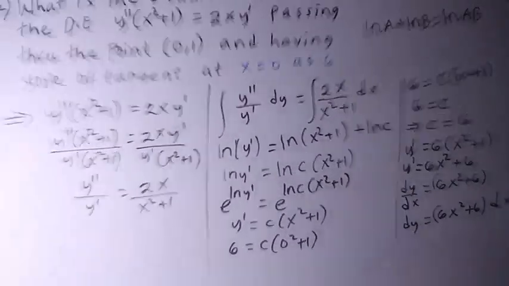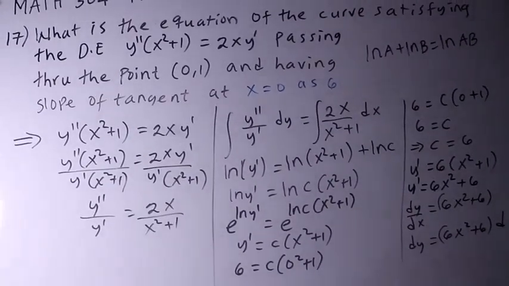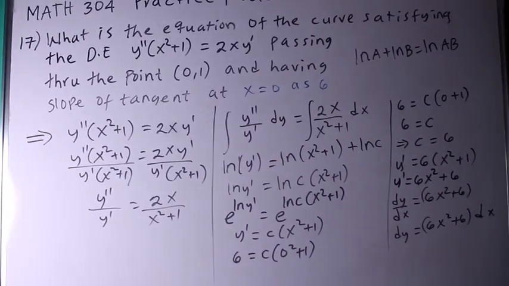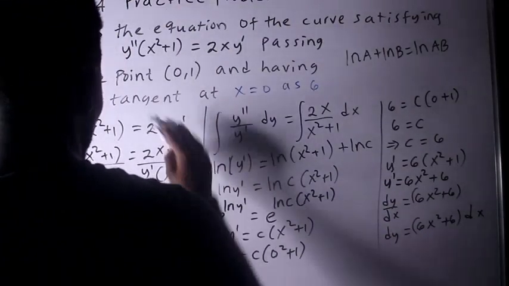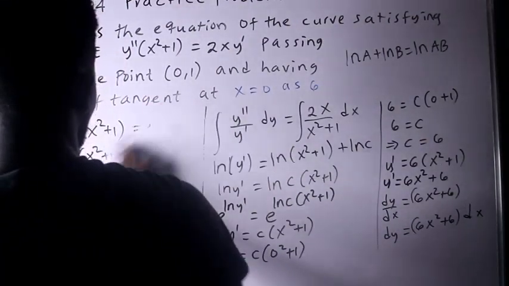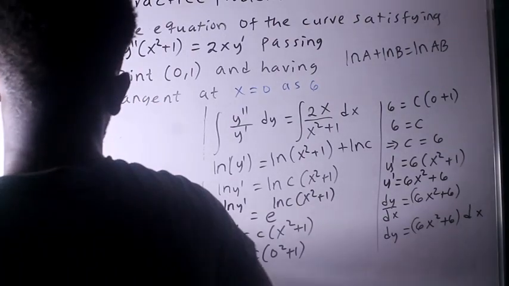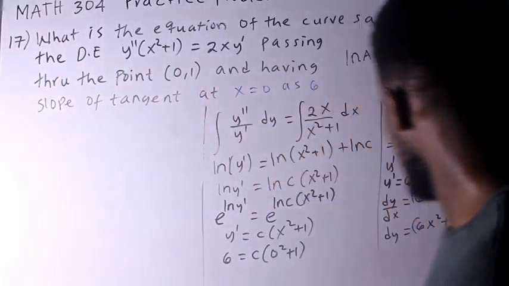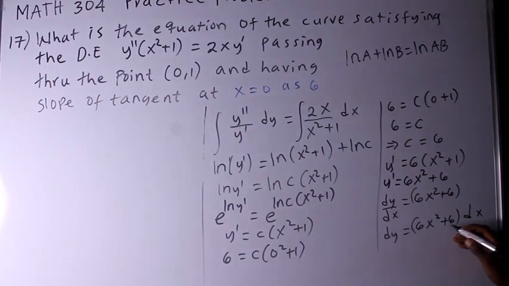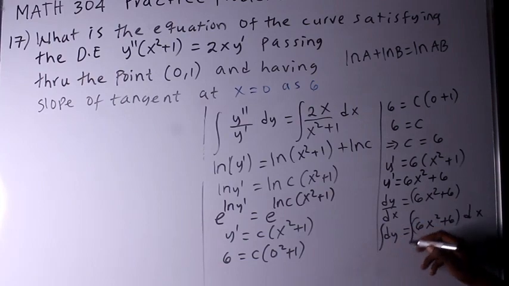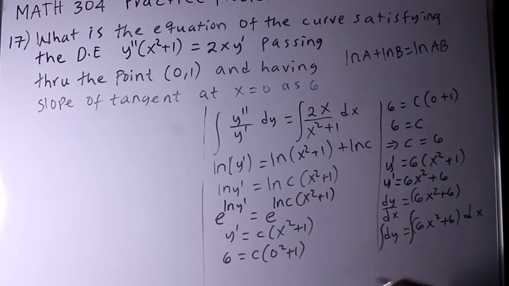But we have to do the integration on this side of the equation. So let's quickly move on to do that. So I'm going to erase this out, and then we are going to do the integration right here. So here we have dy is equal to 6x squared plus 6 dx. We can integrate this out. The integral of dy is just y.